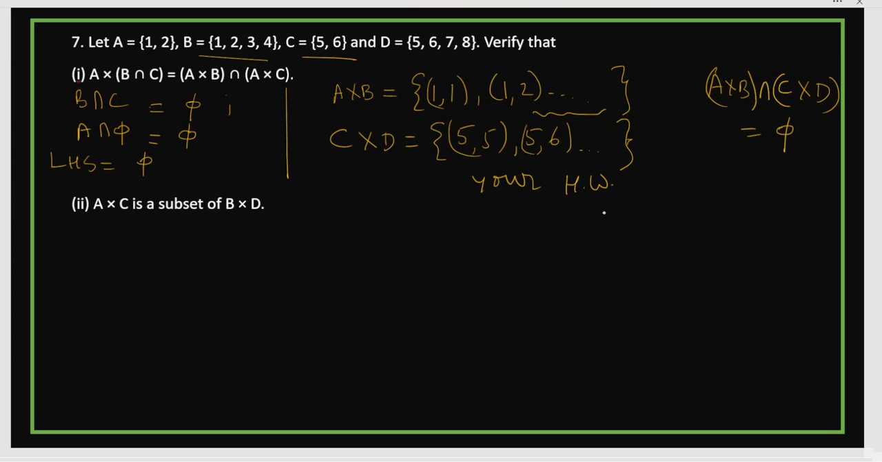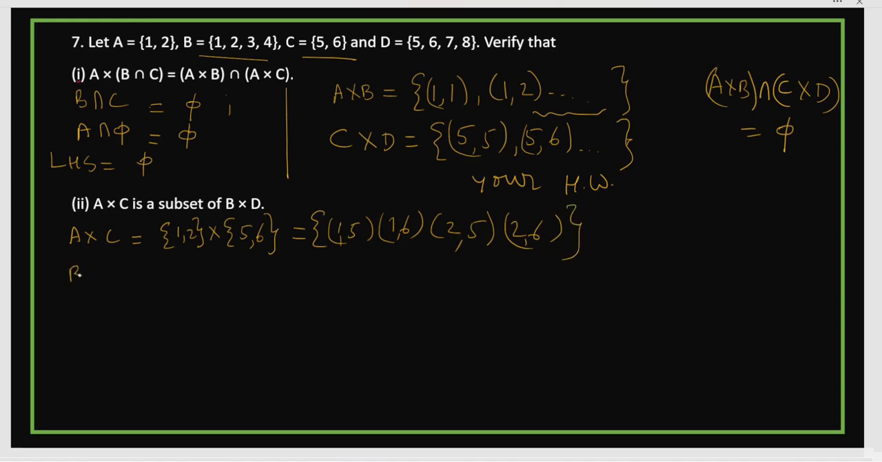Now, second one: A cross C is a subset of B cross D. Verify, it is asking us to verify. What is A cross C? A is 1, 2 and C is 5, 6, right? How many elements will be there? Yes, you are right, 4 elements will be there. Write down 1, 5; 1, 6; 2, 5; and 2, 6. These are the 4 elements you have.